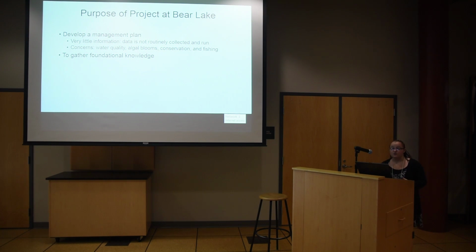There are a few concerns from the community itself. People who live directly on the water have concerns about water quality itself, potential for harmful algal blooms, conservation, and fishing. And Bear Lake is a very popular fishing spot, and so they would like to keep that in the future. Also, what we tried to do is to gather foundational knowledge about the lake. As I mentioned before, there's not much known about it, even what type it is, whether it's mesotrophic, eutrophic, oligotrophic. We don't know much about the ecosystem, the phytoplankton community, or even the surrounding area and anthropogenic effects on the lake itself.